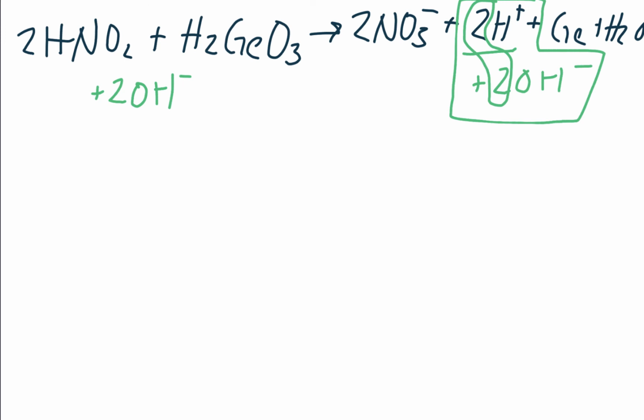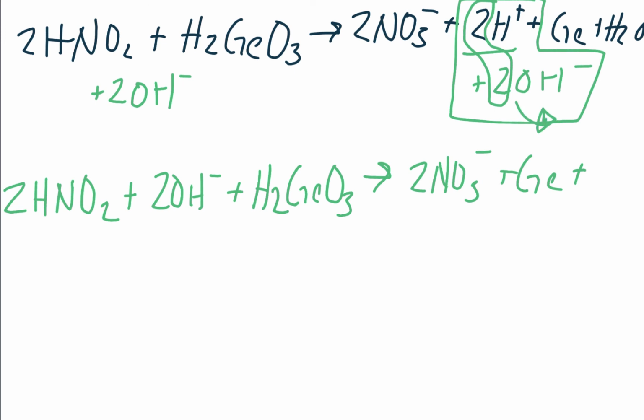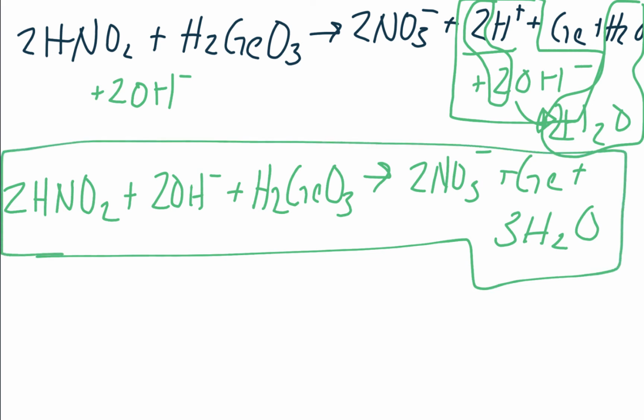So now I have 2 nitrous acids, 2 hydroxides, and a germanic acid reacting to form 2 nitrates, germanium, and it's going to be 3 waters. So if you can see, this 2 hydrogen and 2 hydroxide makes 2 waters, and then I already have a water here, so that would give us 3 waters over here. And that would be the balanced equation by the basic method. And that's it.